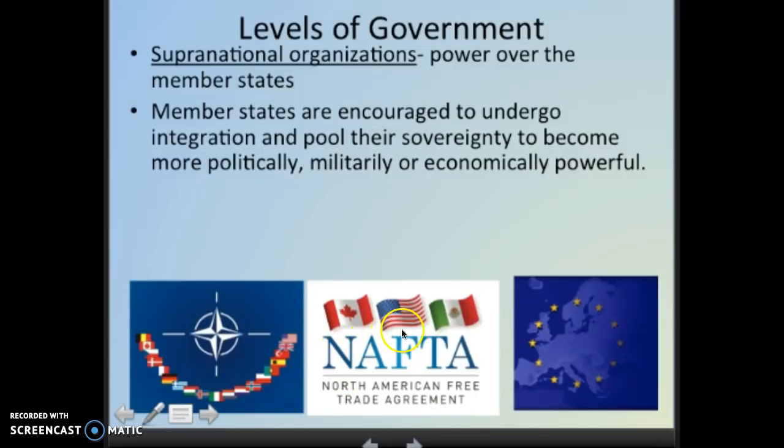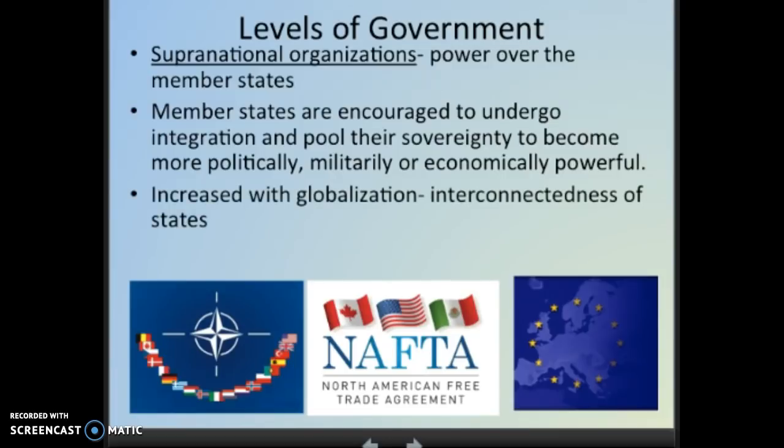NAFTA, Canada, the United States, and Mexico have agreed to forego some of their control over tariffs and restrictions of trade between the three countries in order to become an economic powerhouse. And then, of course, the EU, where the member states of the EU have agreed to give some decision-making authority to the governing body of the EU. You're going to see more supranational organizations pop up since the increase of globalization or interconnectedness of all of the states.